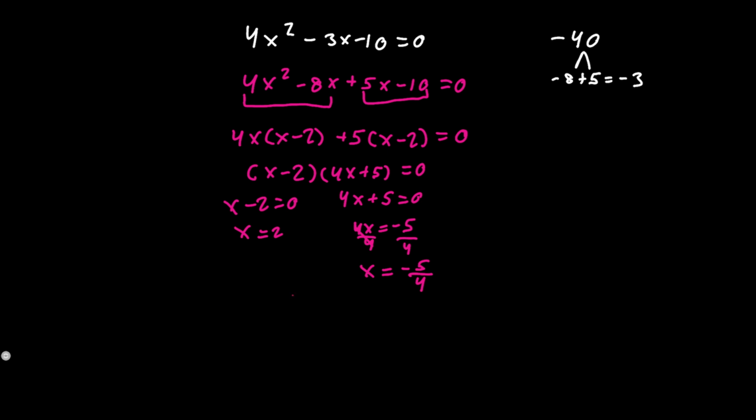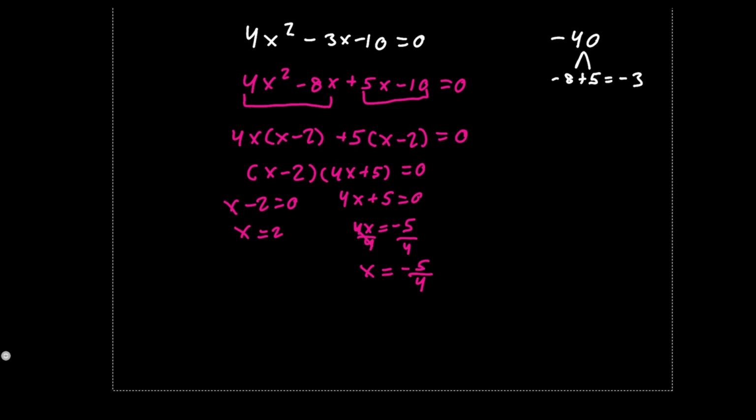But yeah, that is just a few examples of factoring by grouping and finding two numbers that multiply to the constant term and add up to the linear term, or the middle term in simple words.